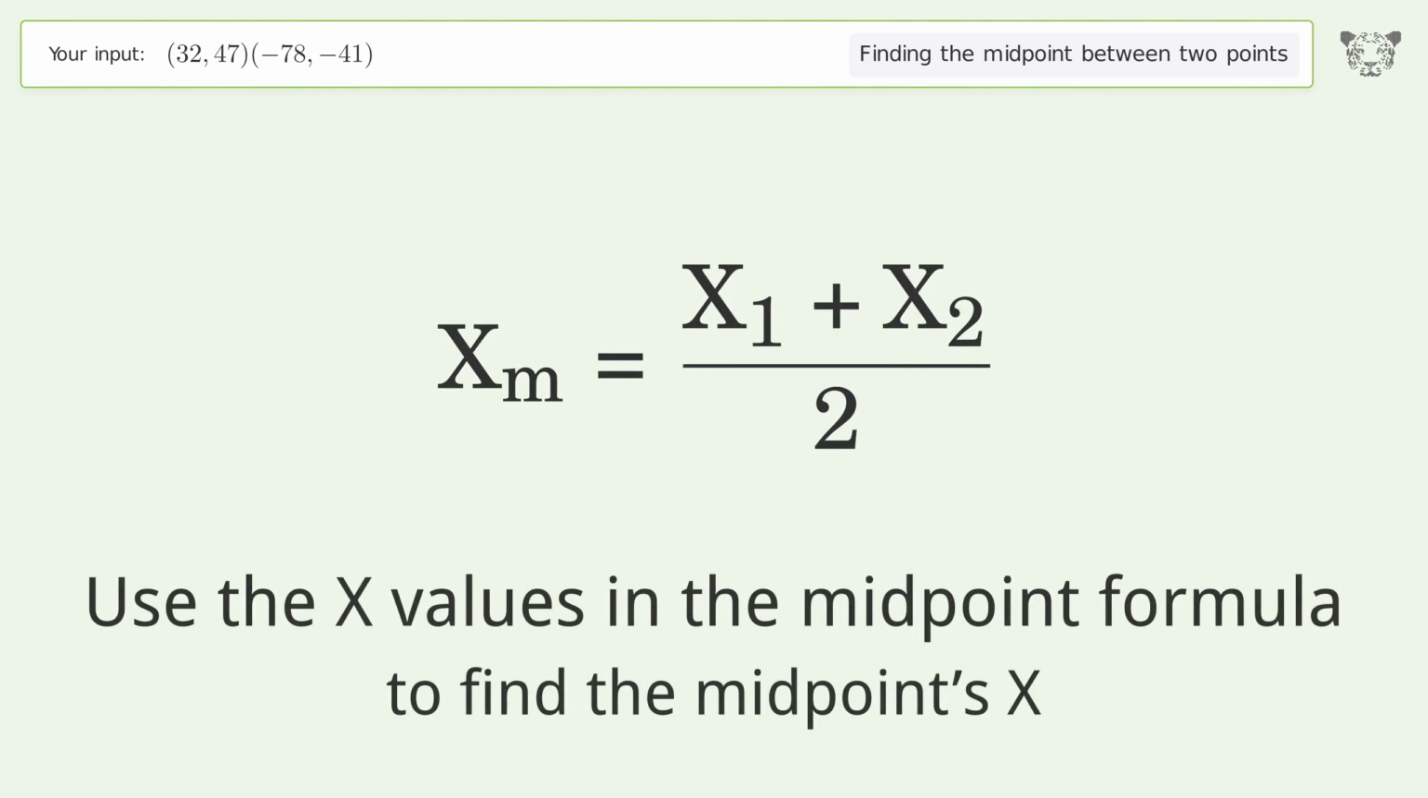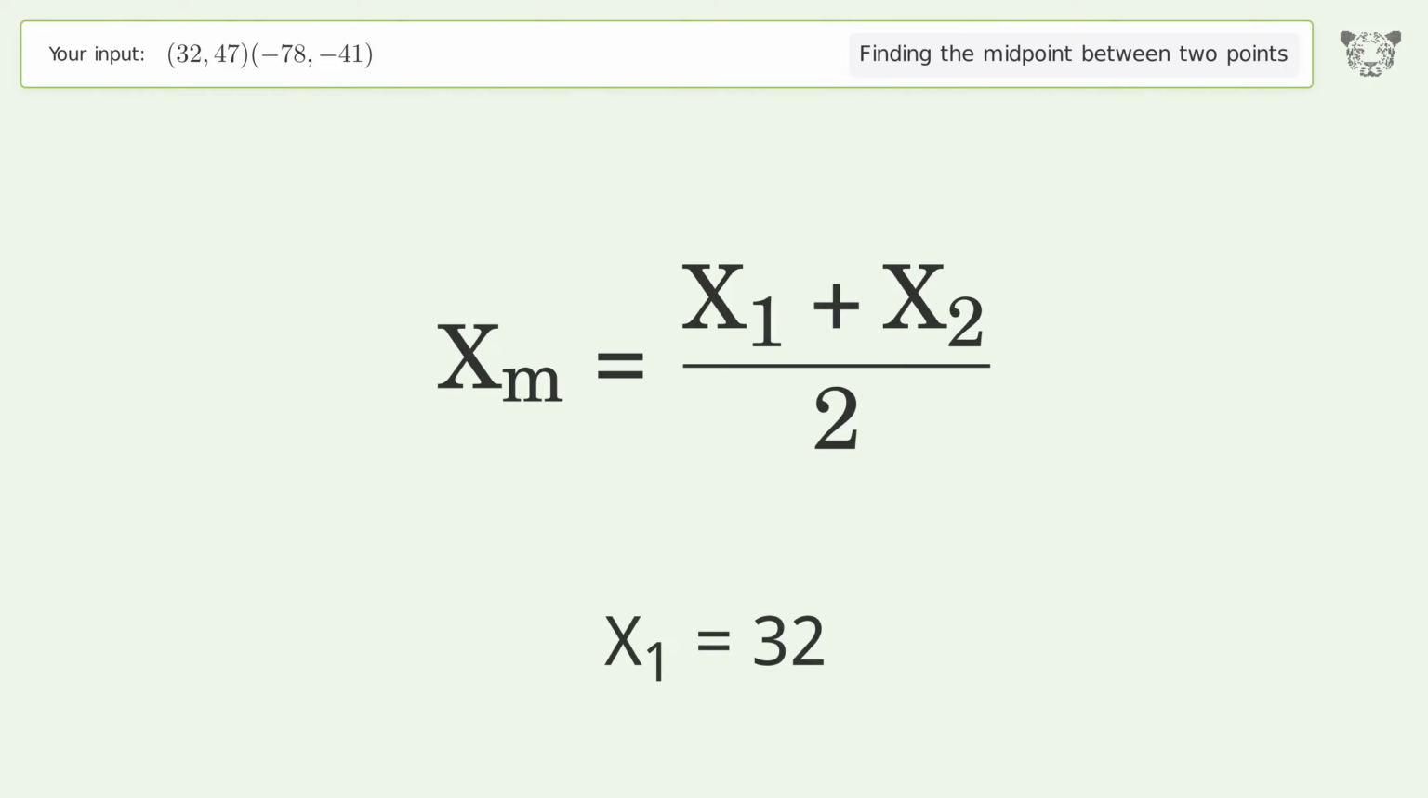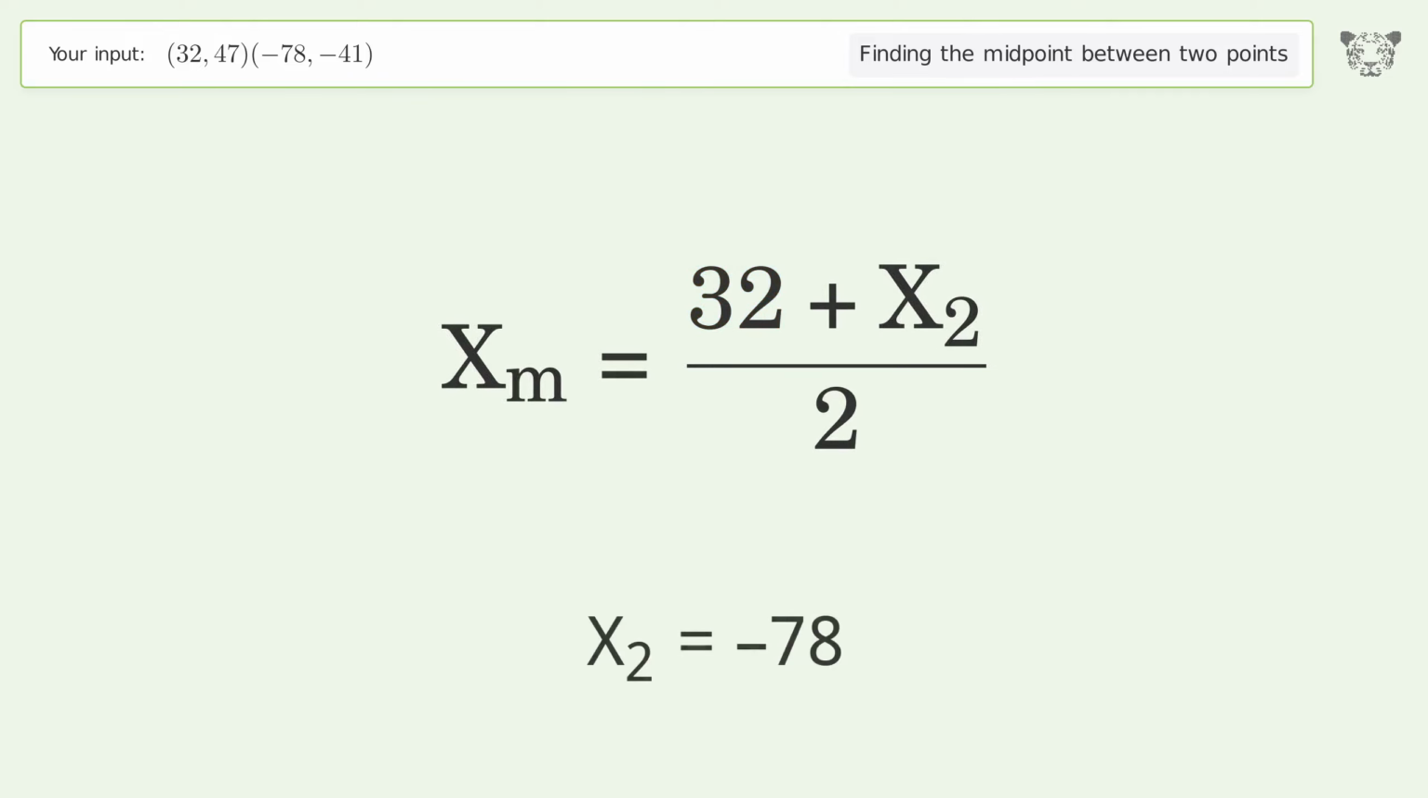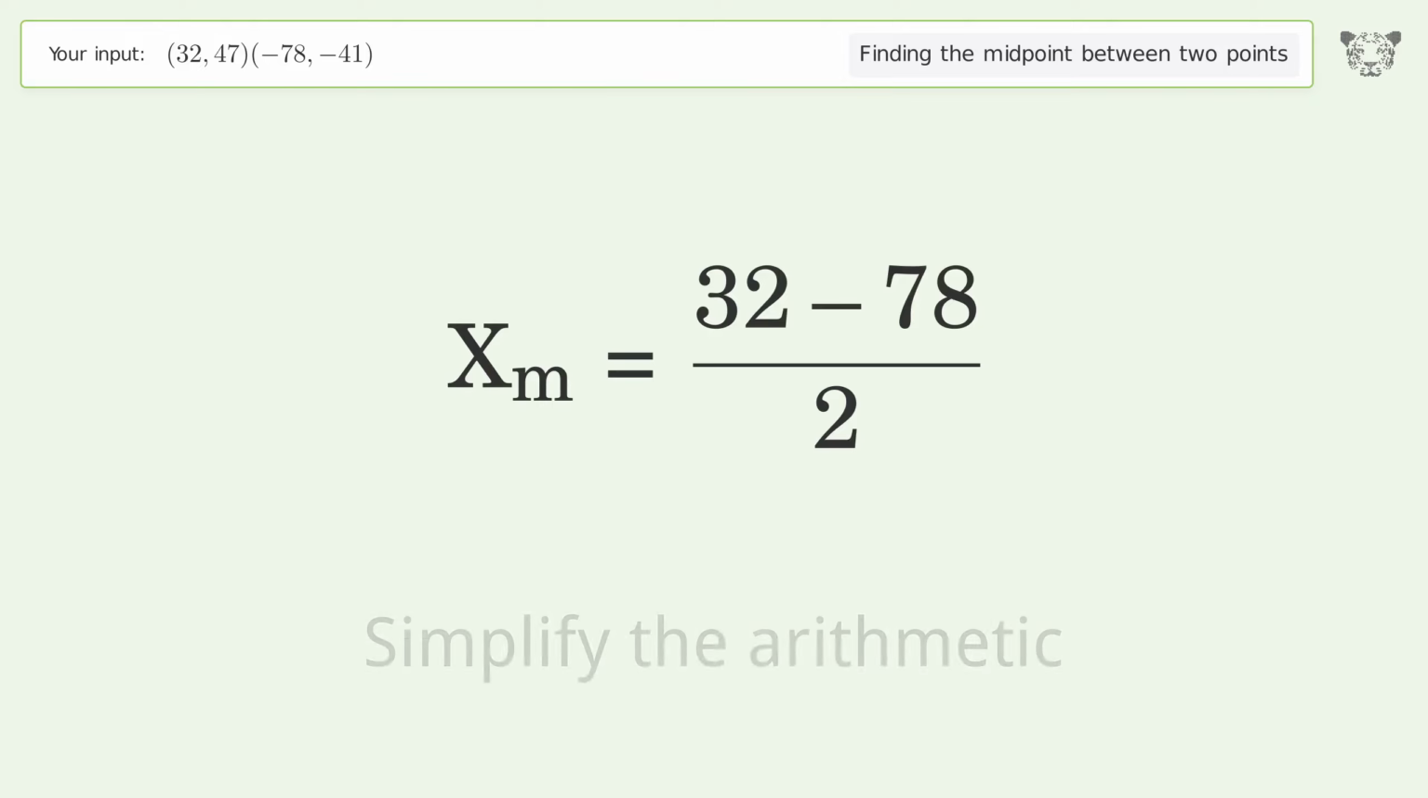Use the x values in the midpoint formula to find the midpoints x. x1 equals 32. x2 equals -78. Simplify the arithmetic.